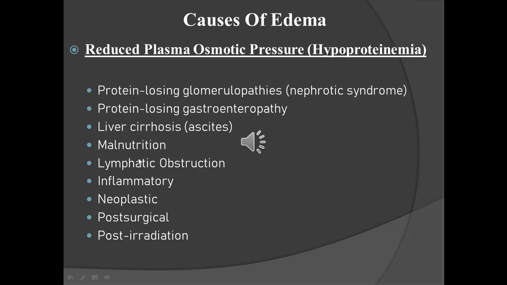इसके अलावा अगर देखें तो another important cause of reduced plasma osmotic pressure is nephrotic syndrome, in which there is loss of the proteins in the urine. Another important cause is protein losing gastroenteropathy, in which there is loss of proteins through the gastrointestinal tract. And one very important example of this protein losing gastroenteropathy is celiac disease, which people will study in 4th year MBBS.